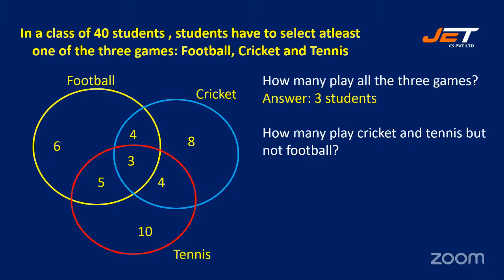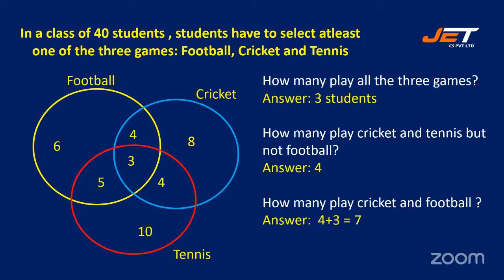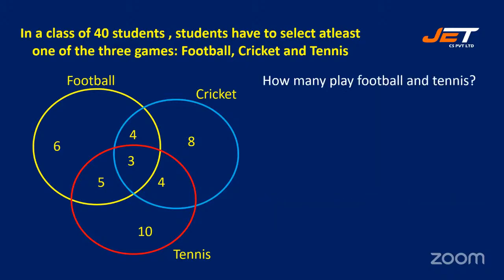So how many play all 3 games is 3. Next, how many play cricket and tennis, but not football? It should be 4. How many play cricket and football? It is 4 plus those who play all 3, which is 3. So 4 plus 3, 7. Now, how many play football and tennis?